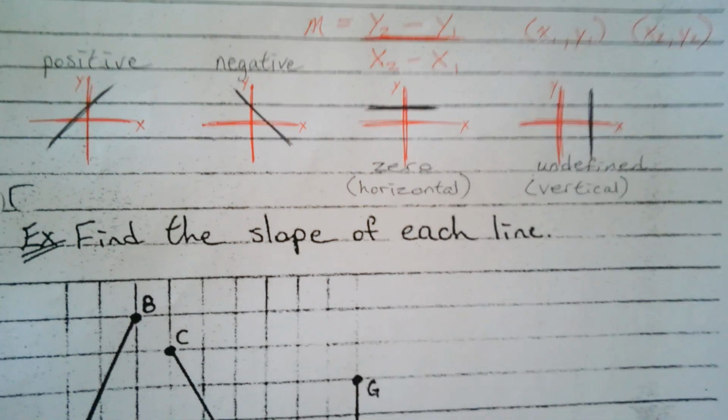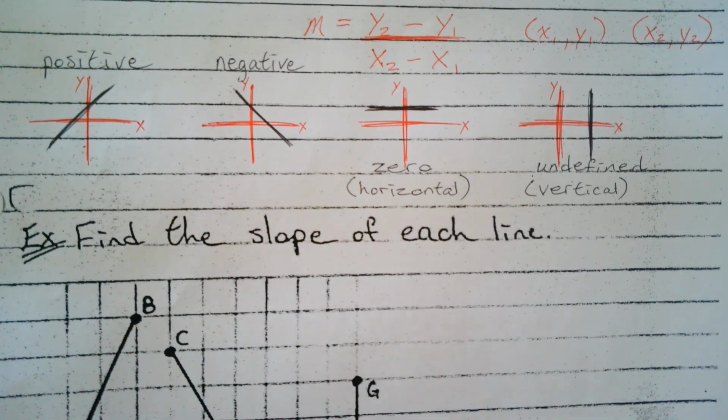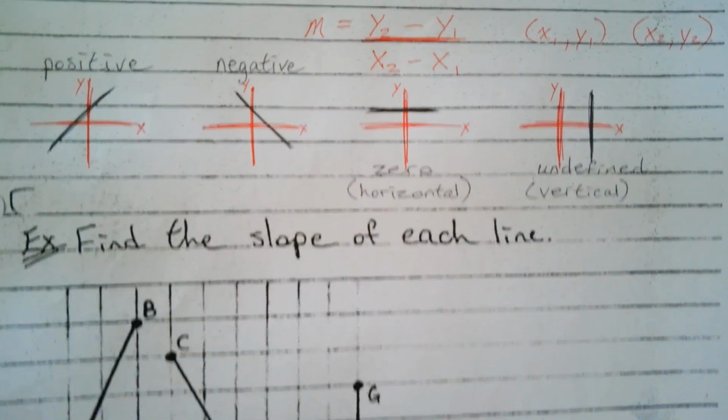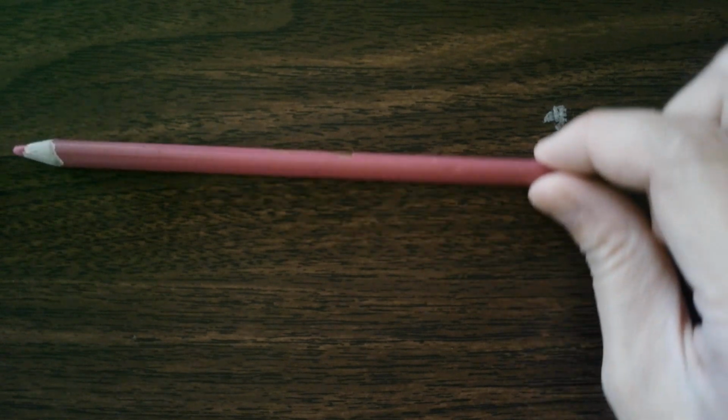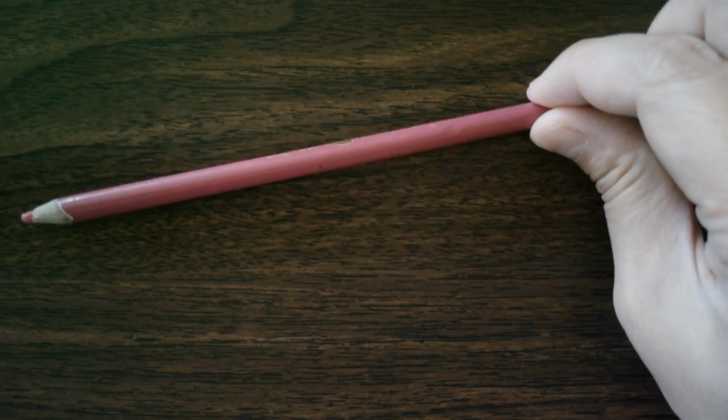Okay, let's try it out. Let's see if you guys understand and can remember the 4. Good. Negative. Good. Undefined. Good. Good job. Okay, good. So it's always the 4.